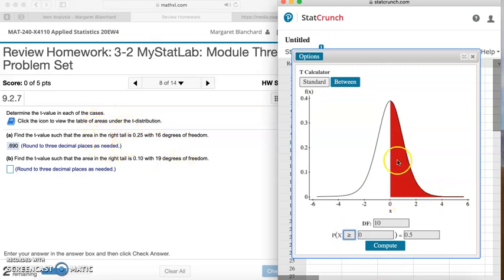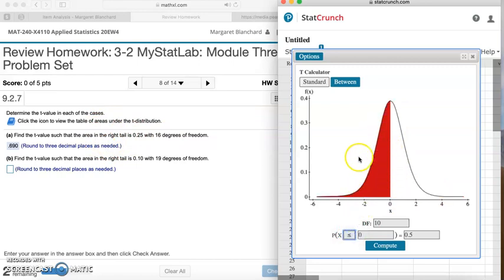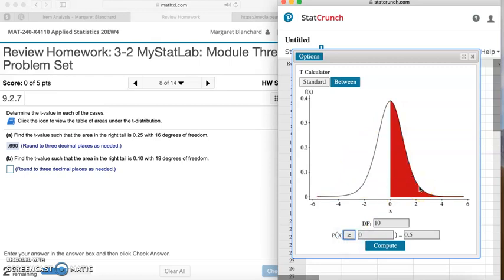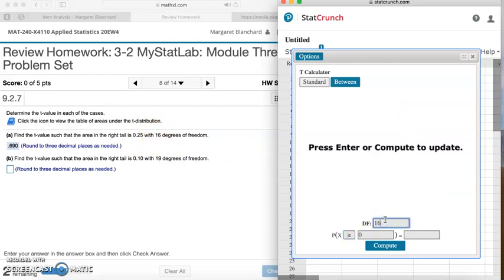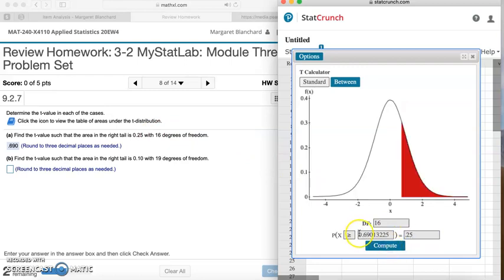So see how that red part's to the right? If we have this as less than or equal to, it's giving us that area to the left of a t-value. So we need to make sure it's saying it's greater than or equal to. And let's just do this part A again to make sure we get the same answer. So here we're given 16 degrees of freedom, and we want to find the value that corresponds to that 0.25 area. So we click compute and it gives us that 0.690, which we found in the table.